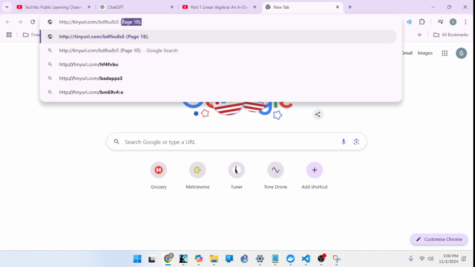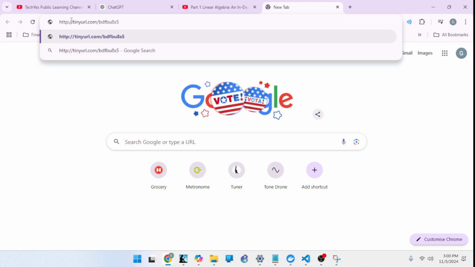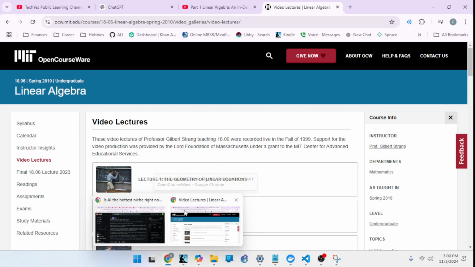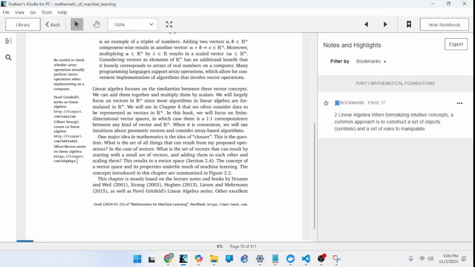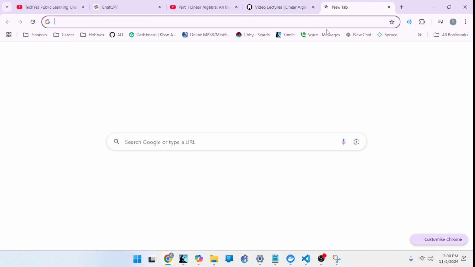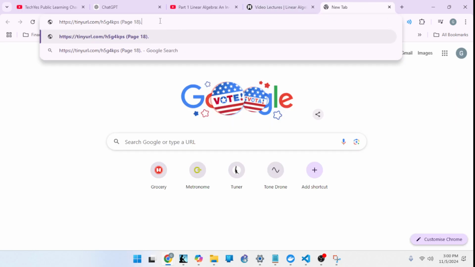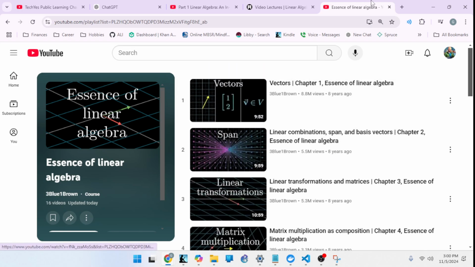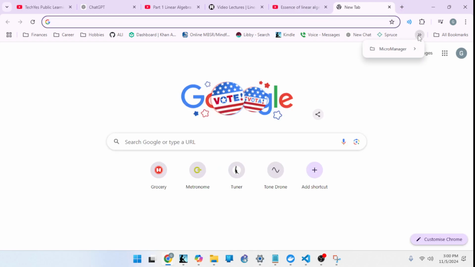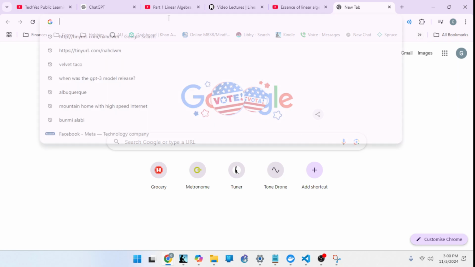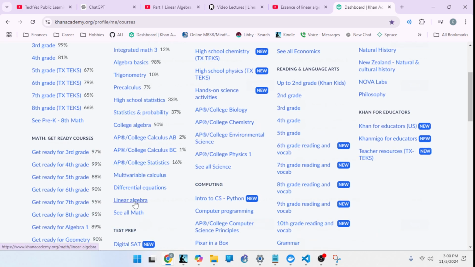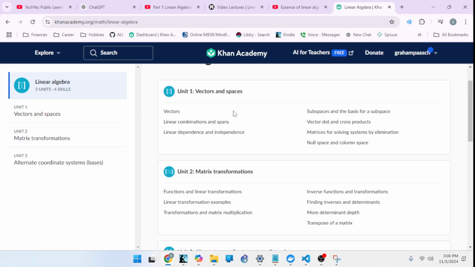But let's just get these up on the board. I might include these in the description. All right, there we go. And now we also have another resource that wasn't mentioned in the book. I don't know if it wasn't mentioned because it's not a good resource, but we do have a linear algebra course in Khan Academy.